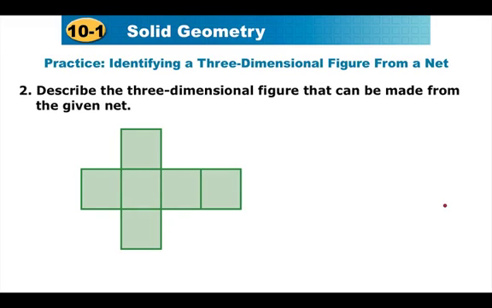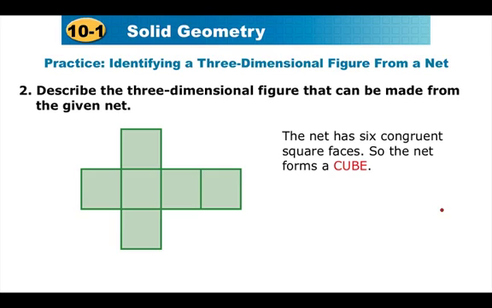It says describe the three-dimensional figure that can be made from the given net. If you look at this net, if you create a three-dimensional figure by folding some of the edges here, you're going to end up with a cube. I can clarify this even further. Just talk to me in class.